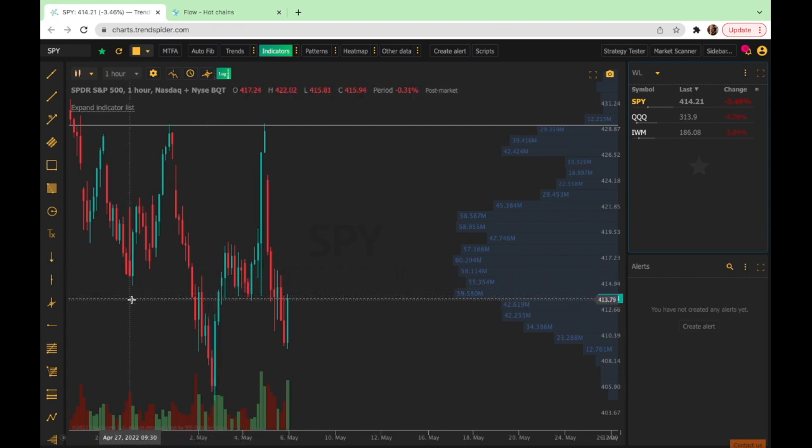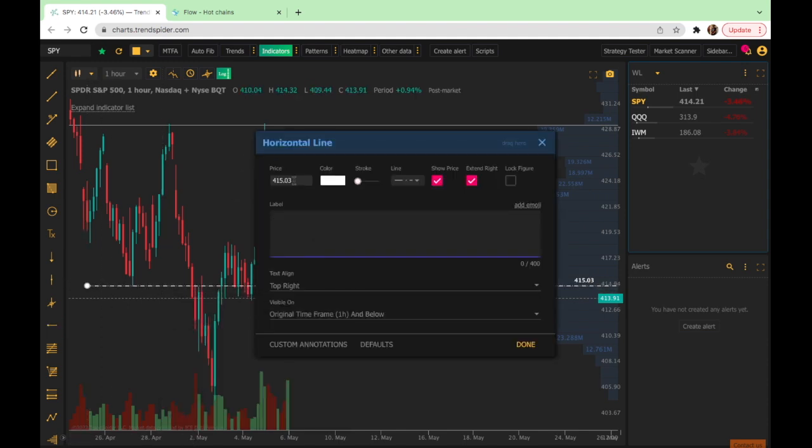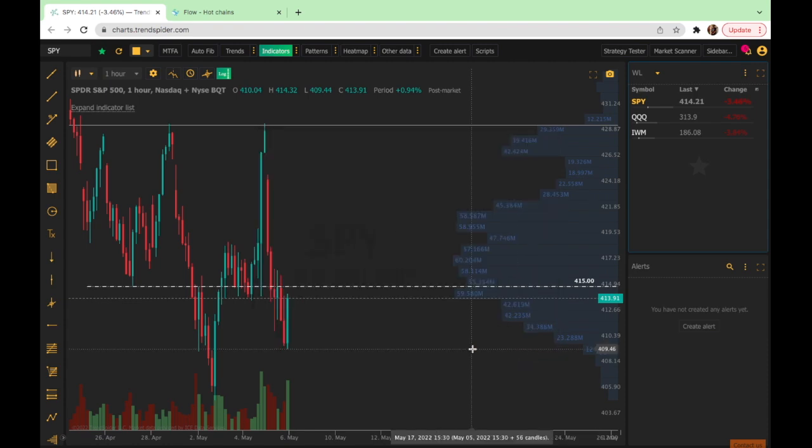But the first thing that really sticks out to me is this prior bounce off of 415. So 415 is going to be a very key level. Just throw this in here. Very basic to start. And what I'm looking for here are zones, right? The tops and bottoms of zones. I'm not all that worried about in between zones.